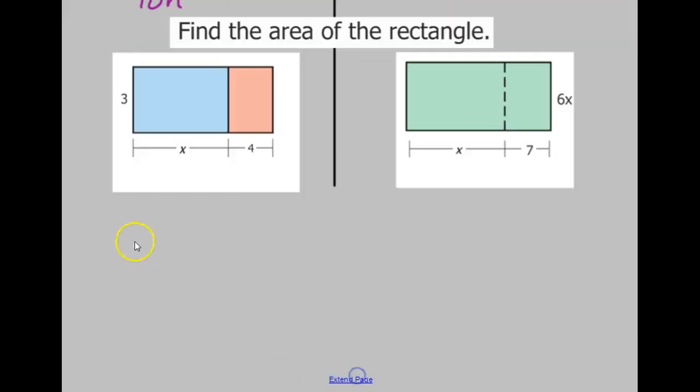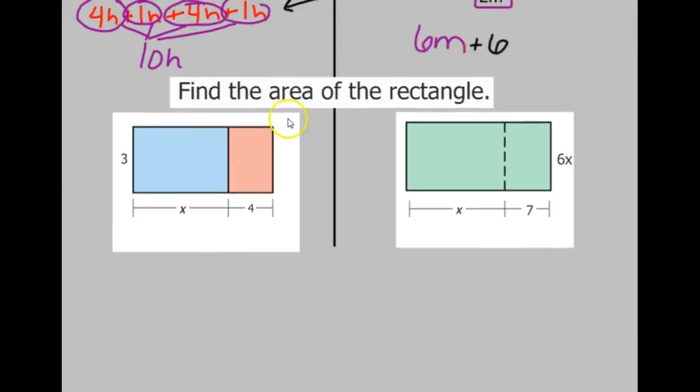Now we're going to switch gears a little bit. We've been just combining like terms. Now we're going to look towards the area. So area of a rectangle is just base times our height.